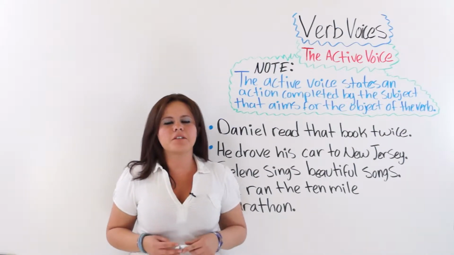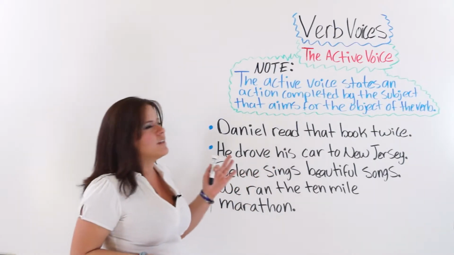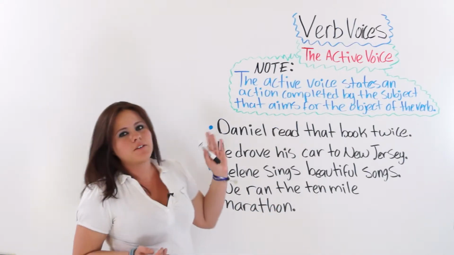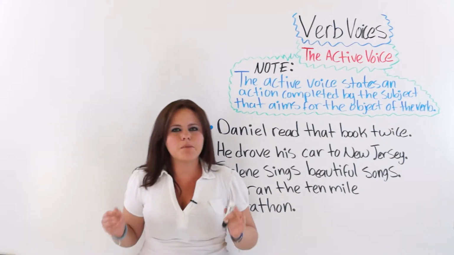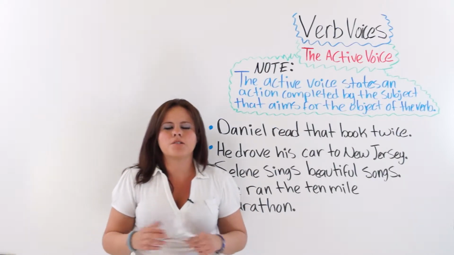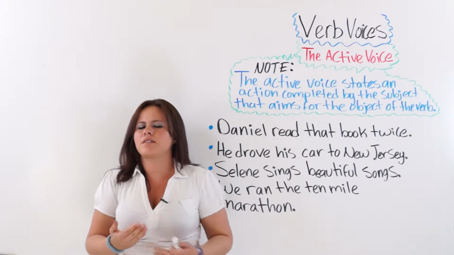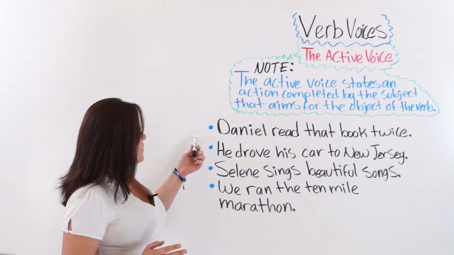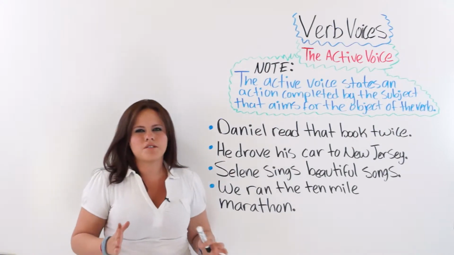In today's lesson I will be talking to you about verb voices, but specifically aiming for the active voice. I have a note written up here for you that says that the active voice states an action completed by the subject aiming for the object of the verb. So it is an action that is completed by the subject that will have an effect on the object of the verb. As you can see, I have 4 sentences written here on the board using the active voice.